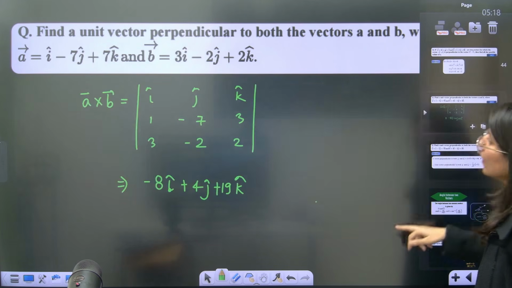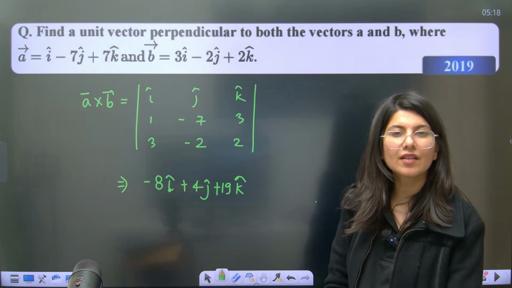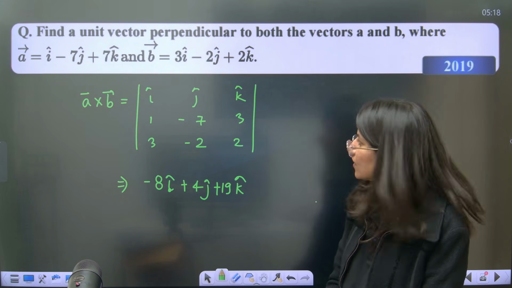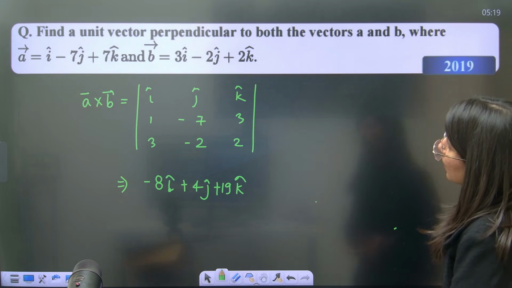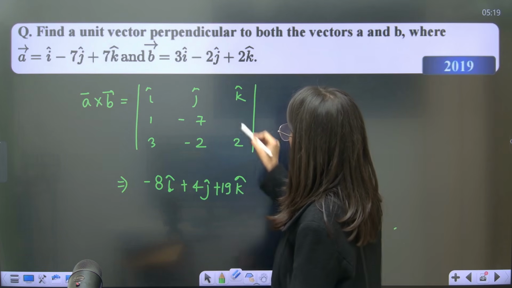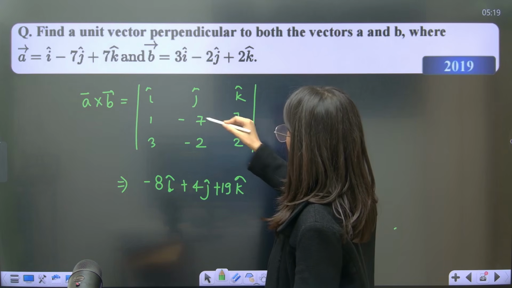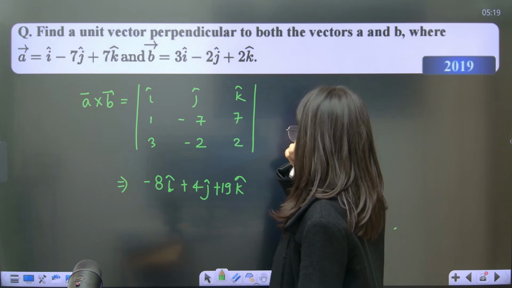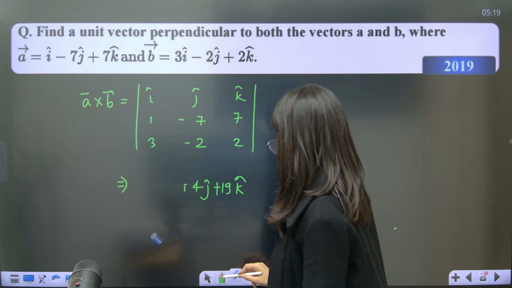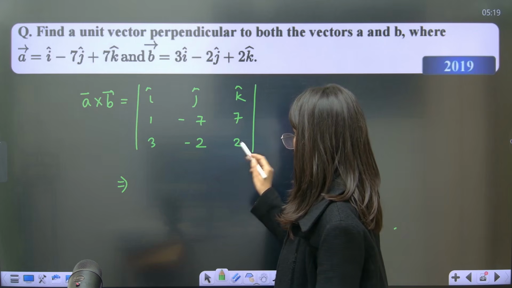Hold on, let me check. Minus 14 plus 6. It is going to be 8. Hold on. Sorry, this is 7. Oh, I have written it incorrectly. It's minus 14 and this is minus 14. Sorry. So is it 0 or what? 0 I cap.